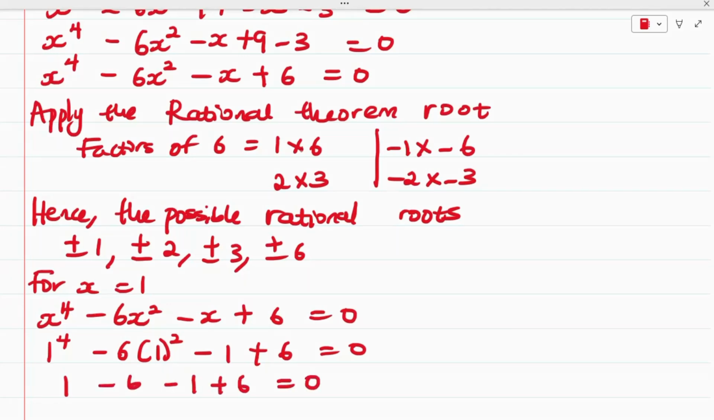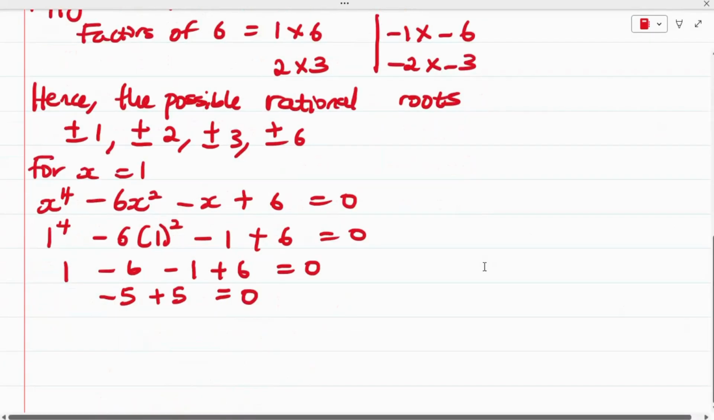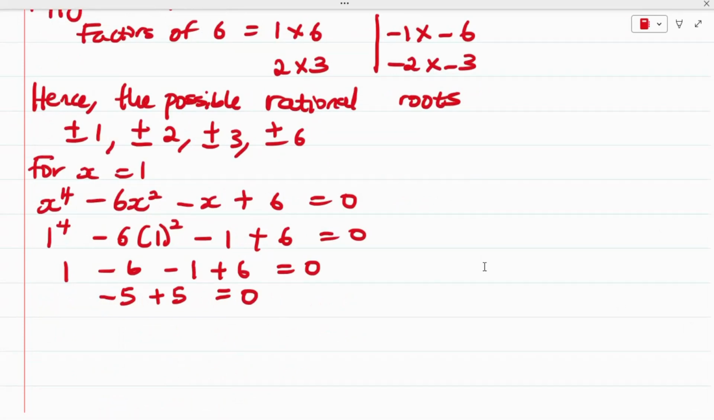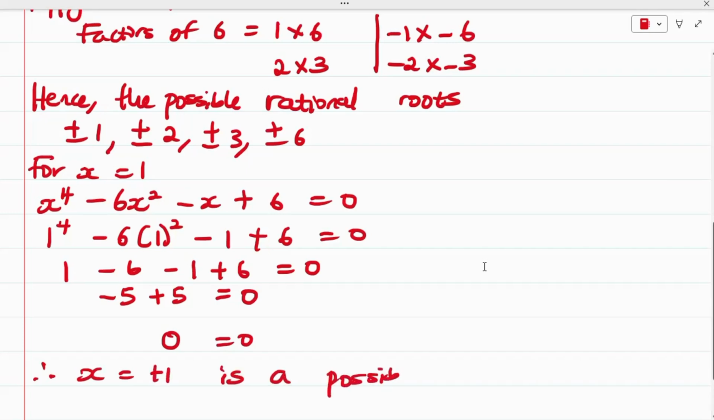1 minus 6 is going to give us minus 5. Minus 1 plus 6 is going to give us plus 5, and this is equal to 0. So hence, we know that minus 5 plus 5 is 0. So therefore, we can say x equals plus 1 is a possible root. Okay? So this is a possible root, and this can be written as x minus 1, which is equal to 0.